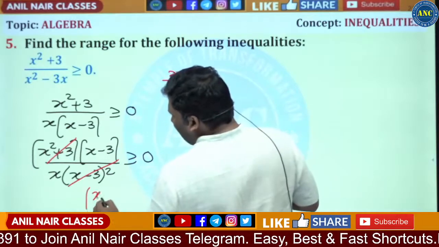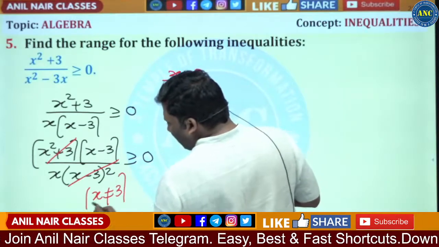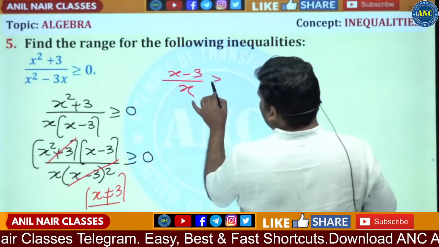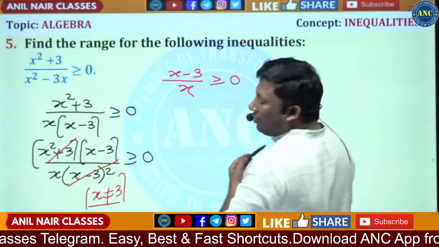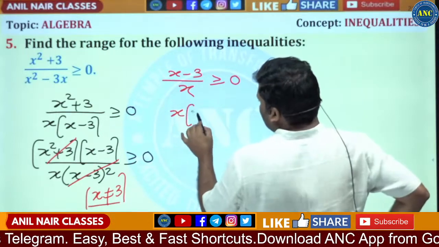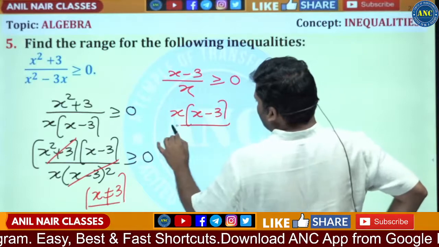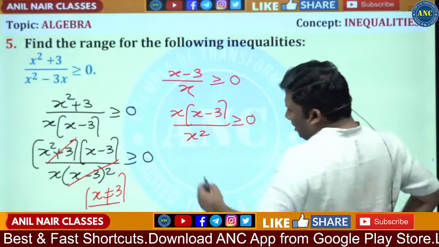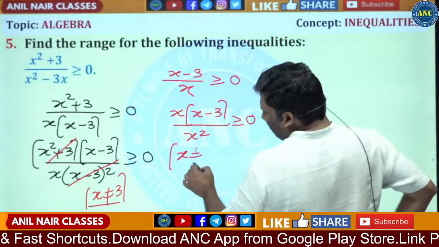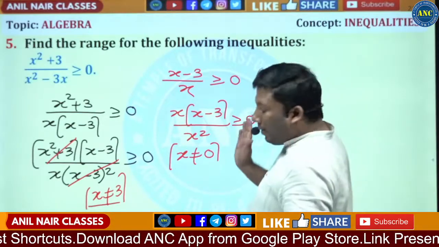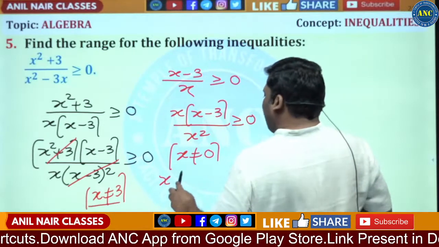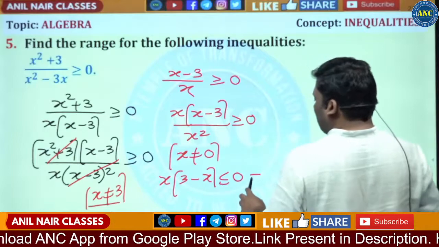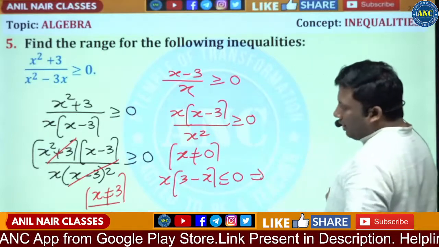Here x cannot be equivalent to 3. If it is 3, denominator will be equivalent to 0. (x minus 3) by x greater than or equivalent to 0. Multiply by x. x into (x minus 3) by x square greater than or equivalent to 0. x cannot be 0, denominator 0. Multiplied by negative, so x into (3 minus x) less than or equivalent to 0. I hope it is clear.